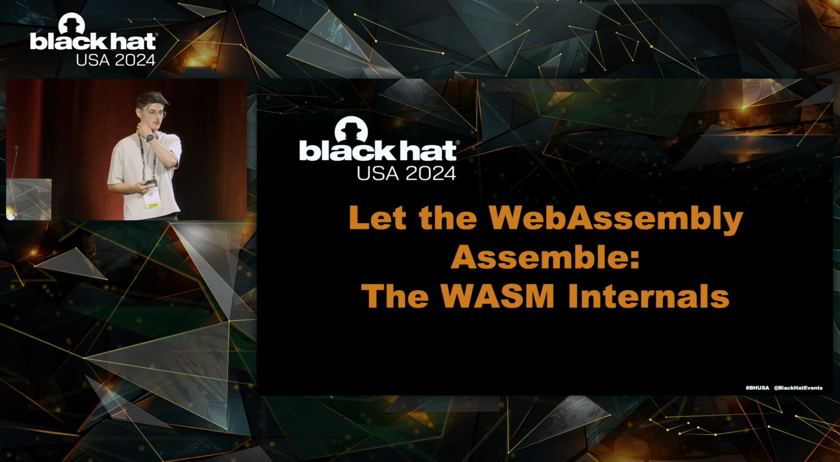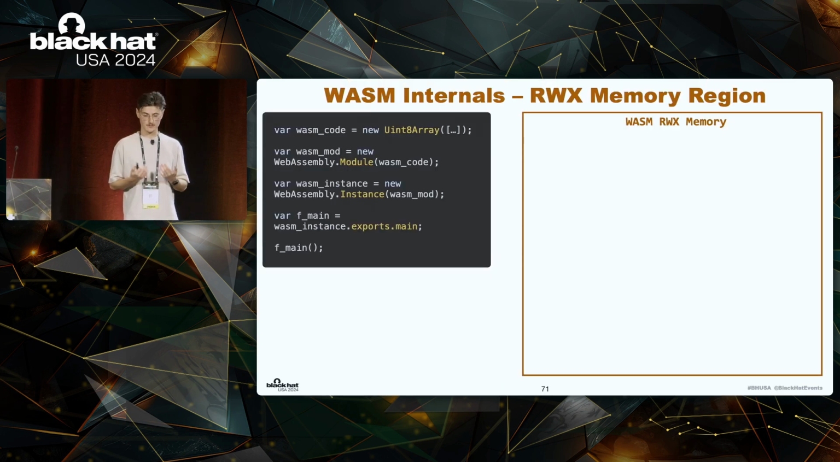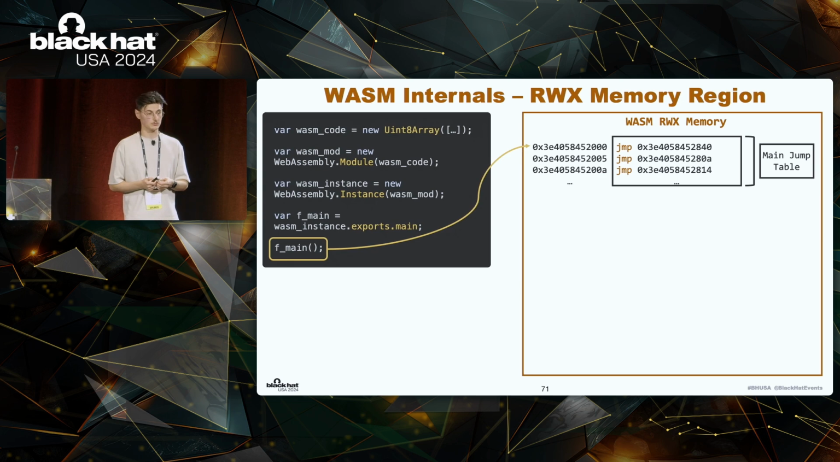Now we'll go through some of the WebAssembly internals that are required to understand properly what the sandbox escape is about. So we'll start first with something simple: creating a WebAssembly module and an instance inside the JavaScript. This will actually allocate an RWX memory region in the address space of the process. And when you actually call an export function from JavaScript, it will jump to what is called a call target here.